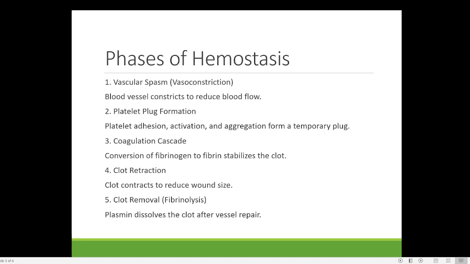Platelets have a very significant role in fighting against infection, against viruses and bacteria, and protecting our body from infection. Platelet adhesion means small platelets come together and form a clump or a clot. I will show you a picture of how platelet adhesion appears.